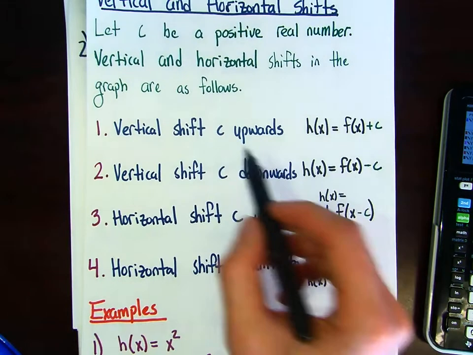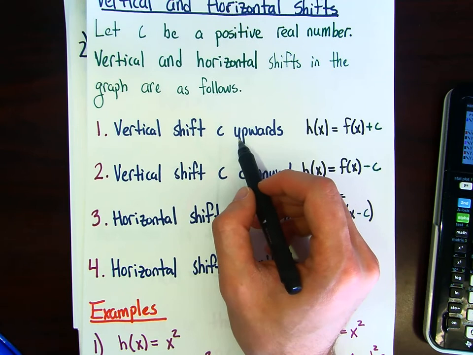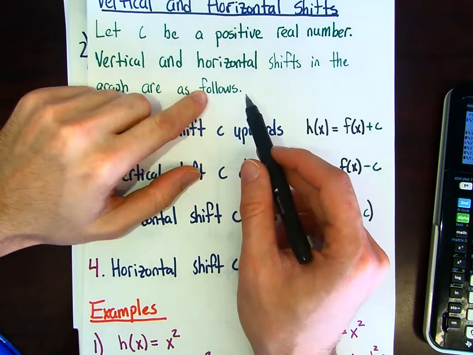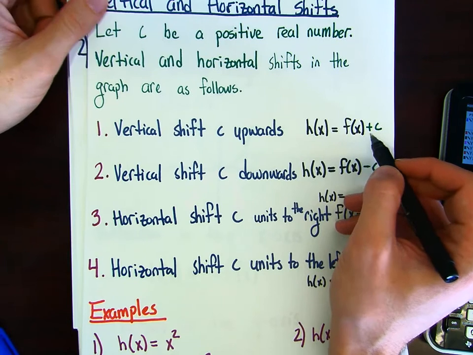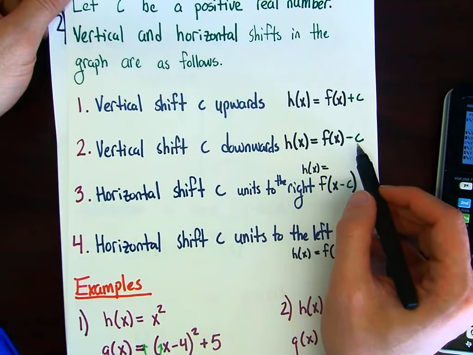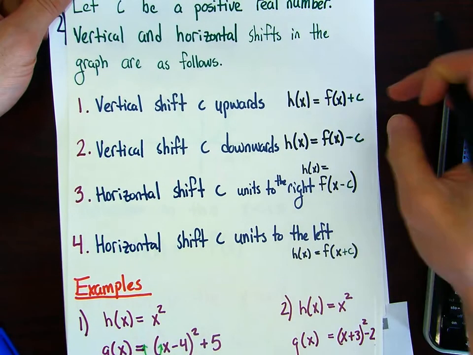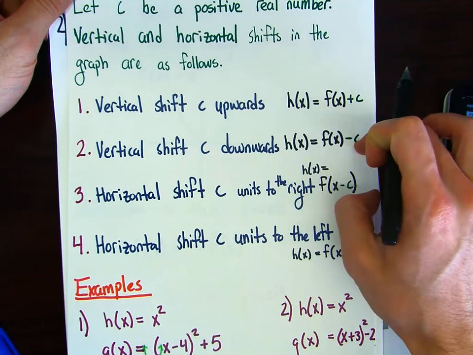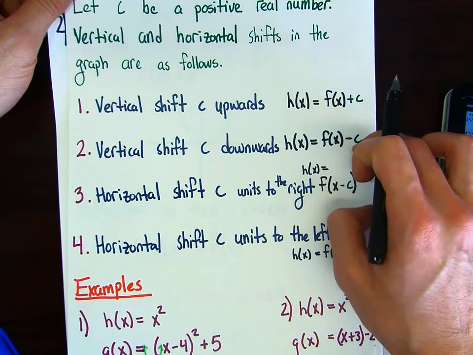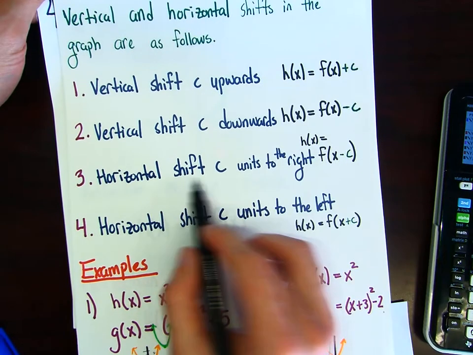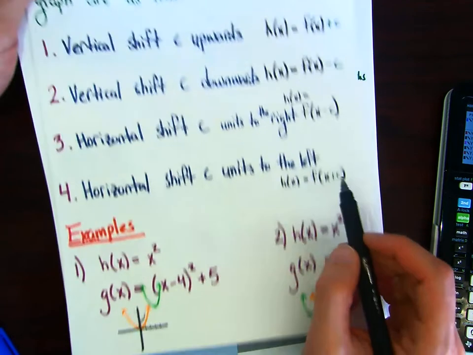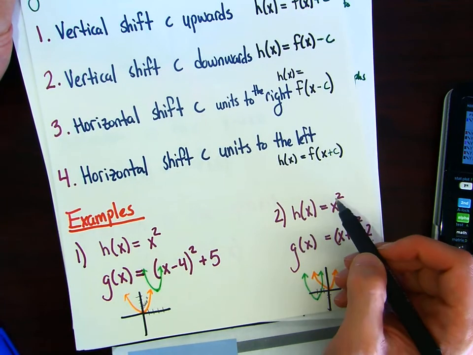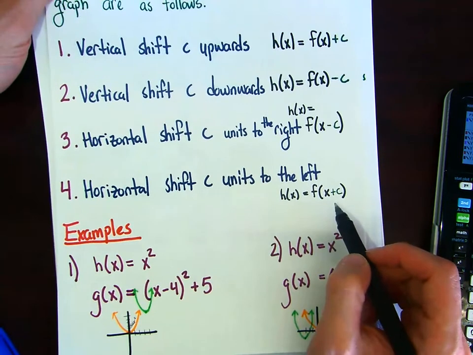So if I want to move any graph up C, whatever C is, then it's going to be f of x plus C. If I want to move it down C units, I go f of x minus C. And notice that the outside part is controlling up and down. But if I want to move it left and right, if I want to move it right, it's going to be minus C in the middle. And if I want to move it left, it's plus C inside the function on the graph.